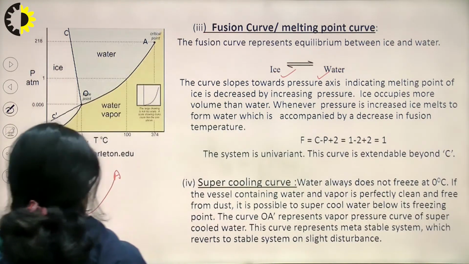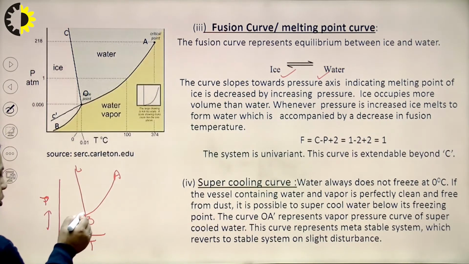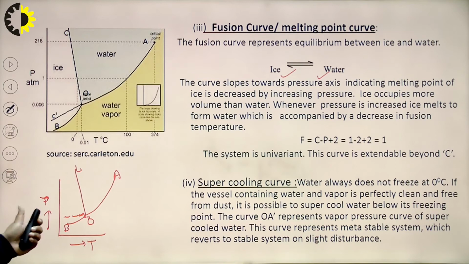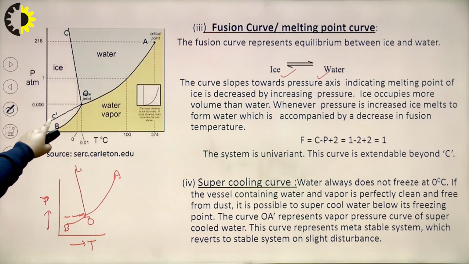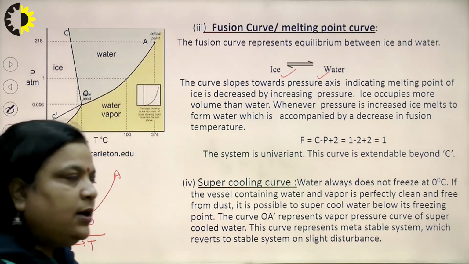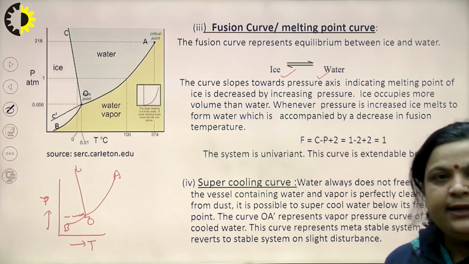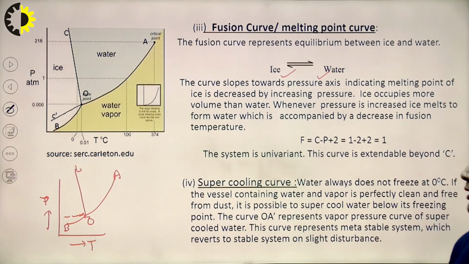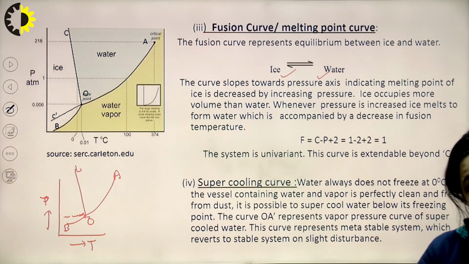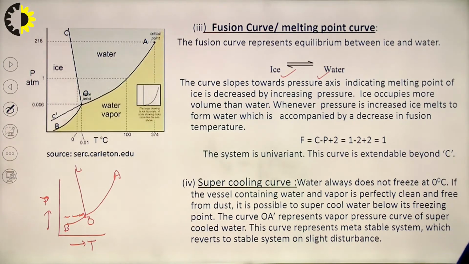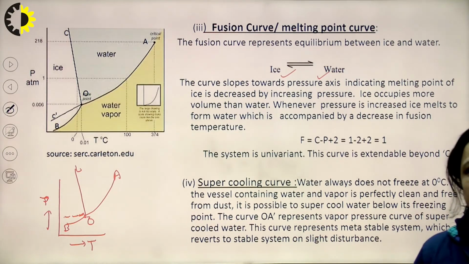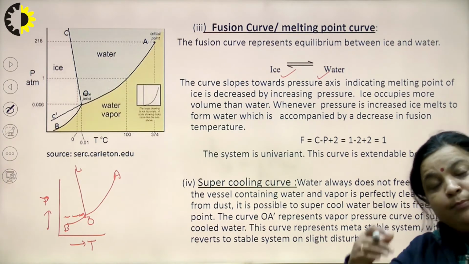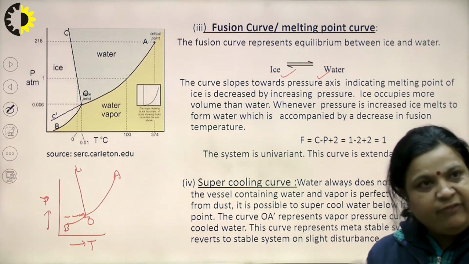So, if we extend this O up to this point, this is called the supercooling curve, which is mentioned as OC'. We know that water does not always freeze at 0 degree centigrade. If the vessel containing water and vapor is perfectly clean, free from dust, then it is possible to supercool water below its freezing point, avoiding its solidification.